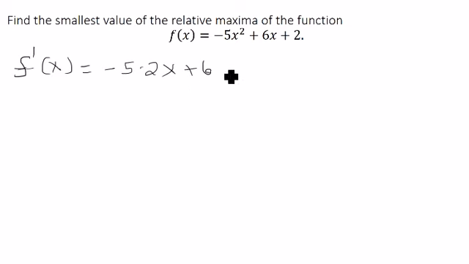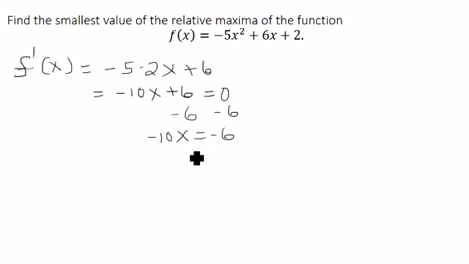And from here, let's simplify this a little bit. So that's going to be negative 10x plus 6. And we've got to find the critical numbers. So to do that, we have to set this equal to 0 and solve this. So we're going to subtract 6 from both sides. So we have negative 10x equals negative 6. And dividing both sides by negative 10, we get x equals 6 over 10, which is 3 over 5. That's the only critical number we have.